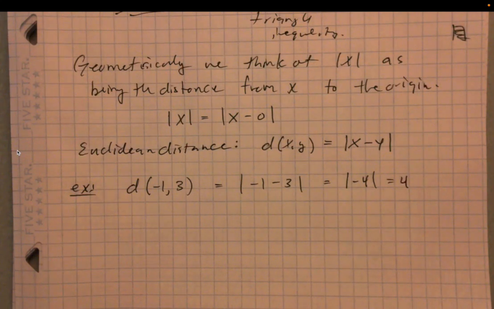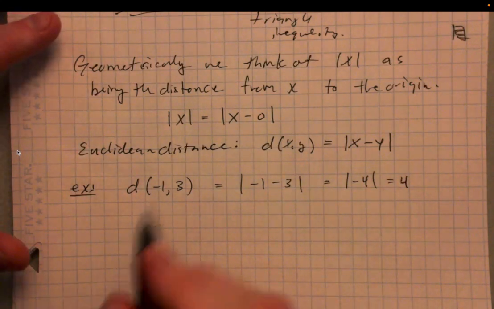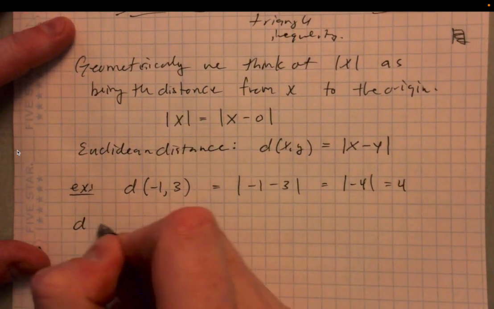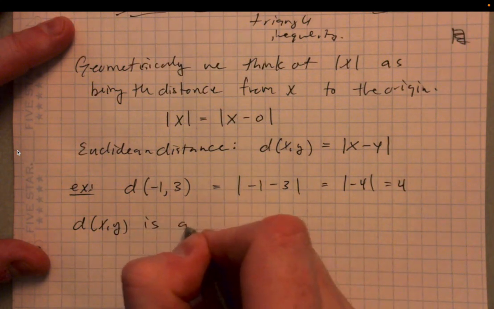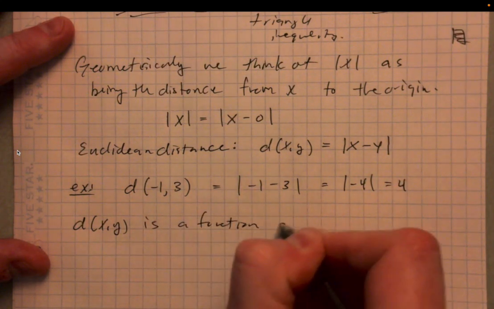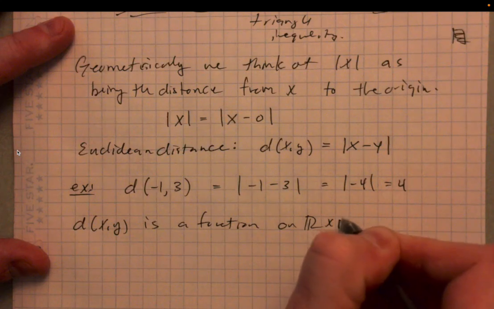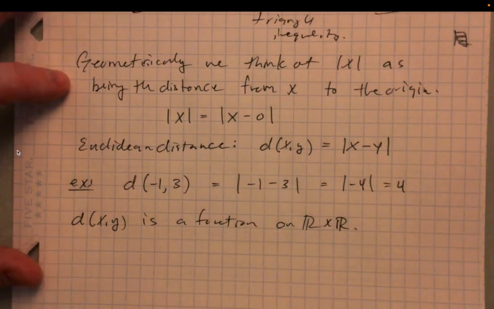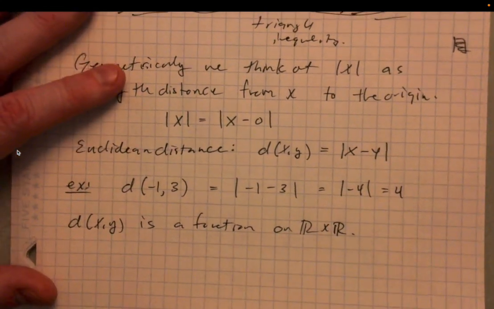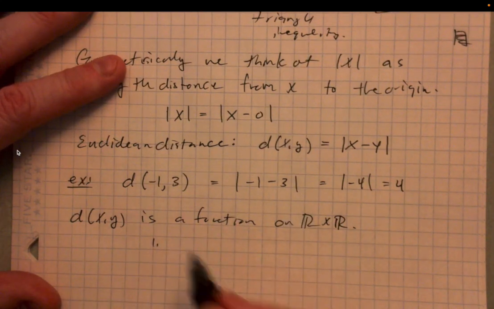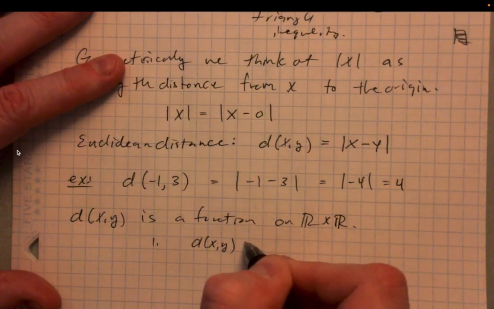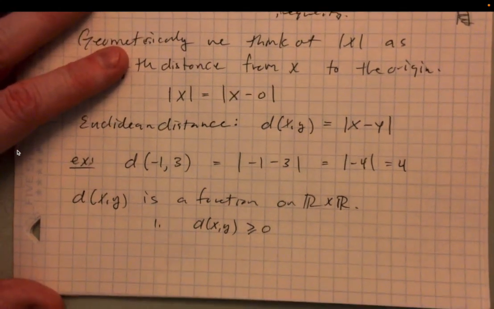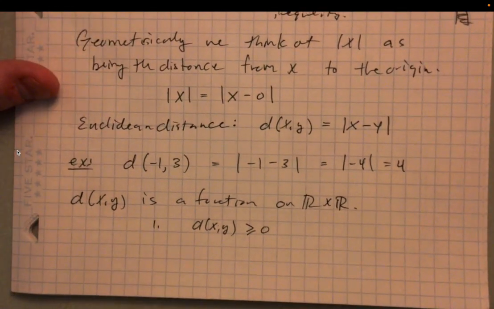And you can really kind of think of the Euclidean distance as being a function on R cross R. So d(x, y) is a function on R cross R. Right, and it satisfies a couple of things. First of all, the distance is always a positive number, or 0. It's always non-negative.